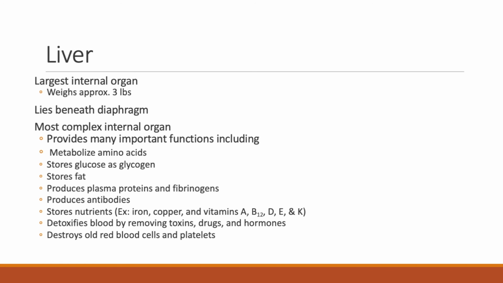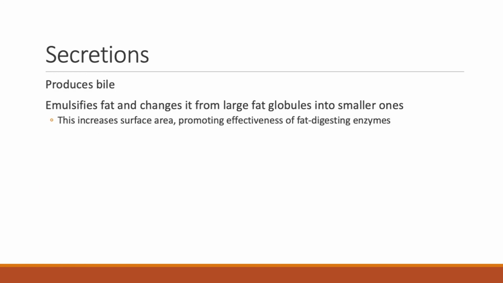Detoxifies blood by removing toxins, drugs, and hormones. Destroys old red blood cells and platelets. The secretions produce bile. It emulsifies fat and changes it from large fat globules into smaller ones. This increases the surface area, promoting effectiveness of fat digestive enzymes.